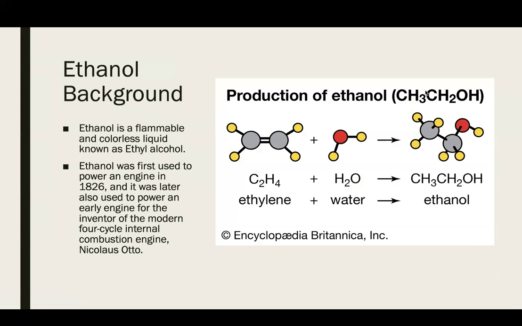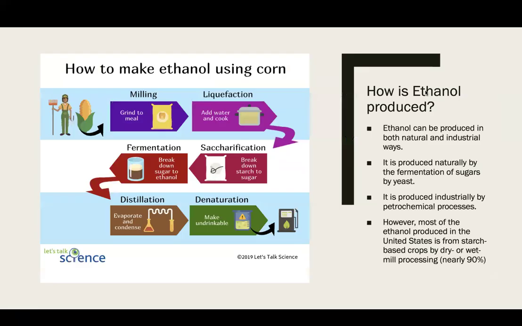Hello, today I'm going to be talking about ethanol for the biofuel video project. A little bit about the background of ethanol. Ethanol is a flammable and colorless liquid known as ethyl alcohol. Ethanol was first used to power an engine in 1826, and it was later used to power an early engine for the inventor of the modern four-cycle internal combustion engine, Nicolaus Otto.